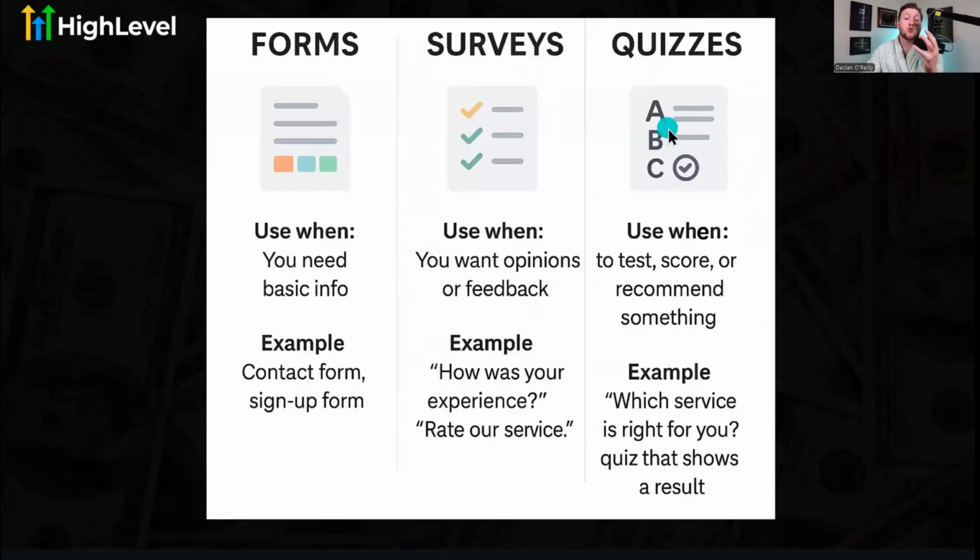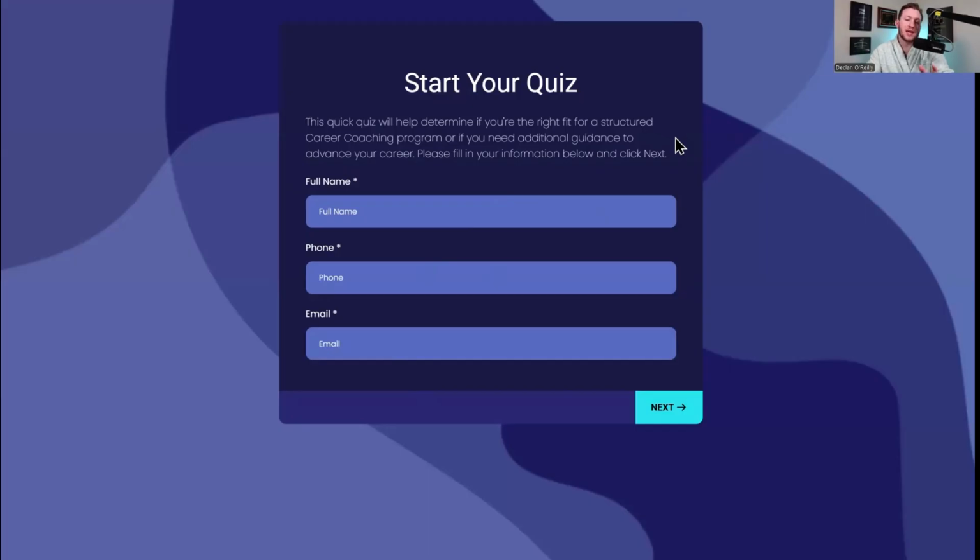And then we have quizzes, which are used when you want to test, score, or recommend something inside of GoHighLevel. So example, which service is right for you? A quiz that will show you a result. And the main point of quizzes is gauging where people are at. And this is what a quiz looks like. It's going to be questions where you pick answers and it goes through, just like a quiz. We've all done school before and we've done college or whatever. It's a quiz. It's like a test. It just goes through, picks out the info, and then segments.